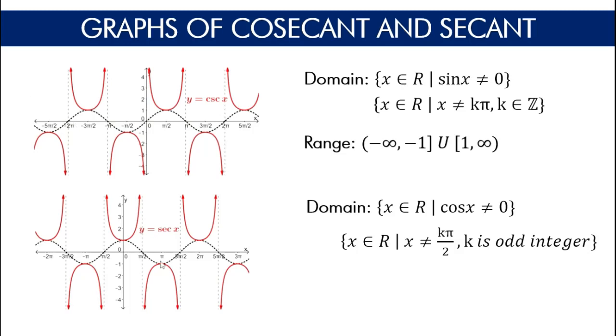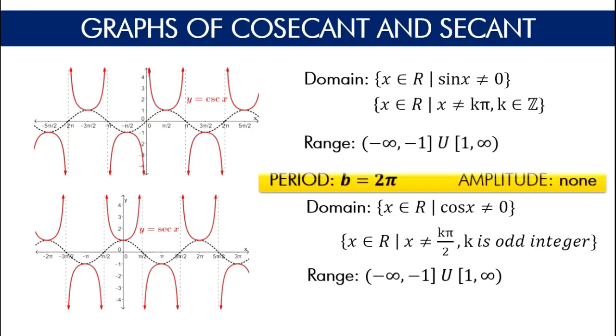So as you can see here, we have pi over 2, 3 pi over 2 as our asymptotes. And then for the range, same with the nature of the cosecant, we have negative infinity, comma negative 1, inclusive, union 1, comma positive infinity. Let's have another example for the cosecant and secant.